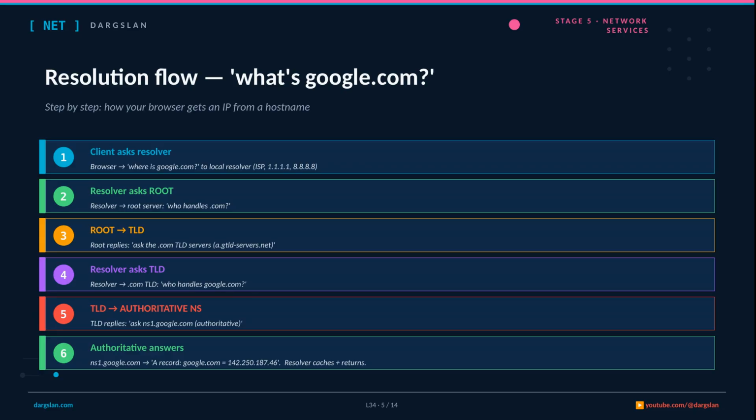It asks a root server who handles .com. The root points it to the .com TLD servers, and the TLD points it to Google's authoritative name server, ns1.google.com. Only that authoritative server actually knows the answer, and it returns the A record, 142.251.187.46. The resolver caches it, respecting the TTL we just talked about, and hands the IP back to your browser.